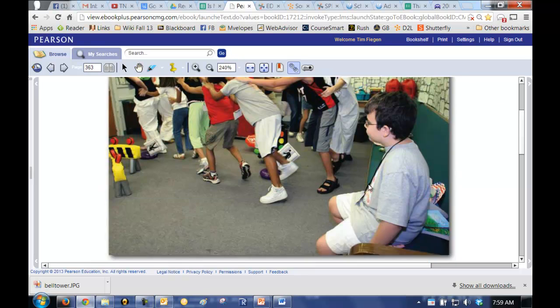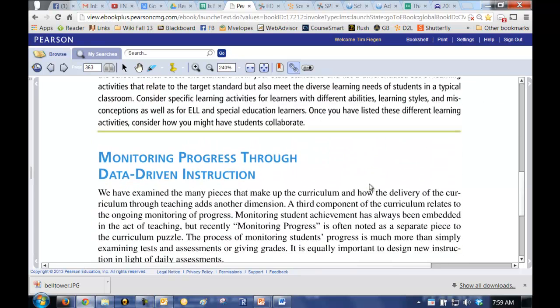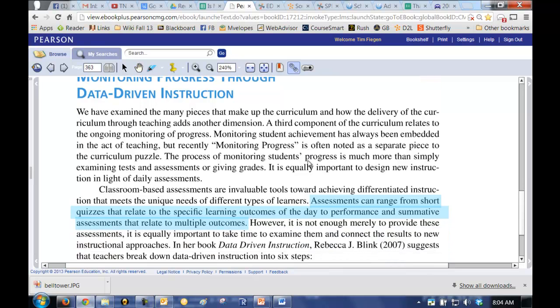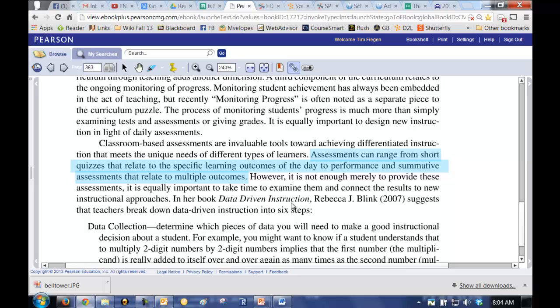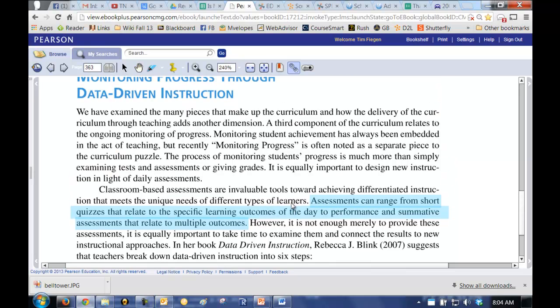All right. And then monitoring progress through data-driven instruction. So here comes the third component of this instructional model, and that is this constant monitoring. We call it data-driven instruction, and that's you continually monitoring. Assessments can range from short quizzes and relate to specific learning outcomes in the day, or more complex than that. And so you're monitoring progress through the teaching instead of a summative thing, as we studied before.